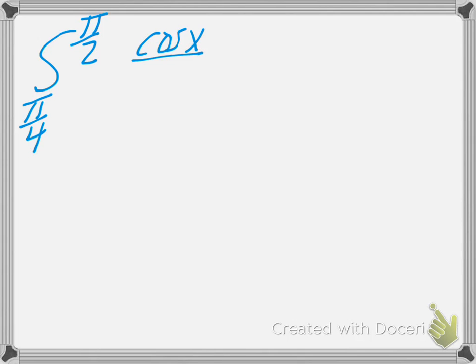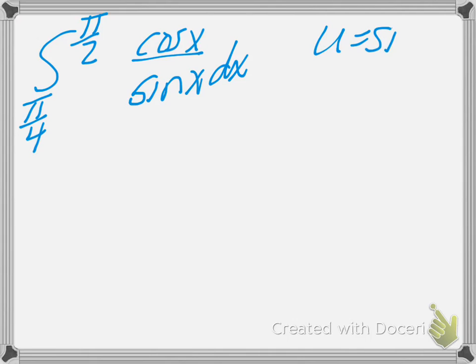So number 3. I think I better go to the thinner ink. It was this. Now you might think, oh, I'll switch this to cotangent, but that's not going to get you anywhere. So this is u substitution. U will be sine x, and du will be cosine x.